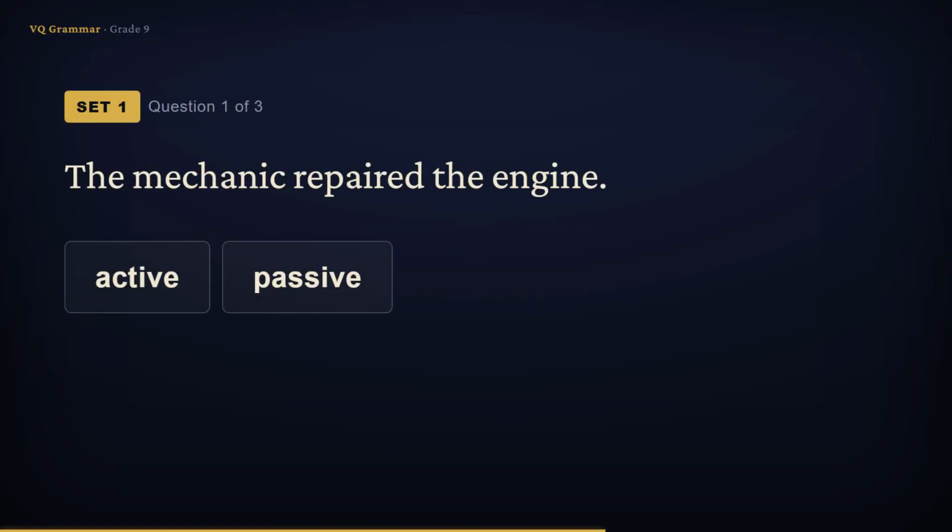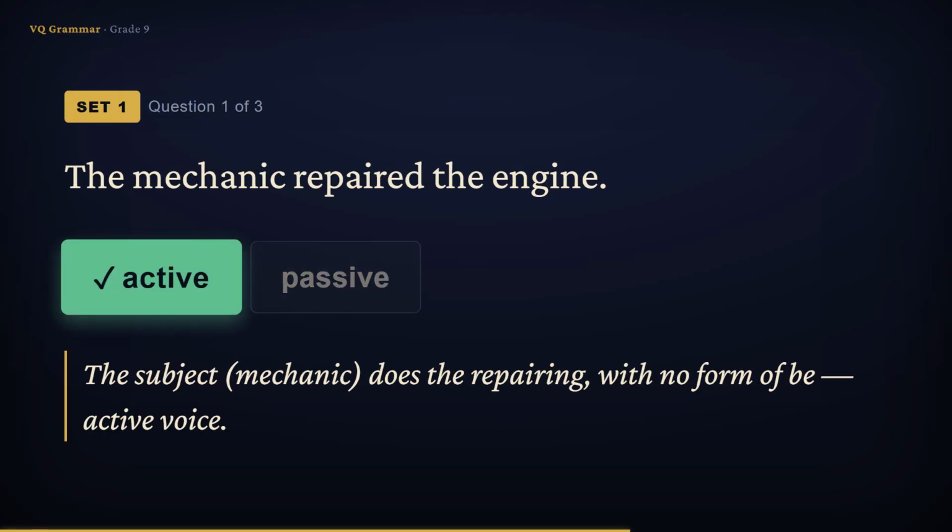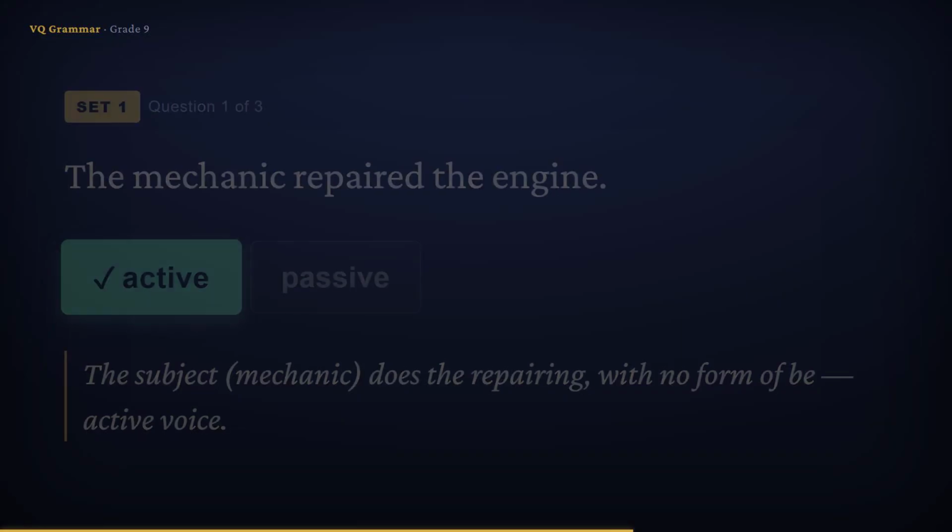The mechanic repaired the engine. Who's the subject? The mechanic. And is the mechanic doing the action? Yes, the mechanic does the repairing. The subject is the doer, and there's no form of be in front of the verb. So this sentence is active.